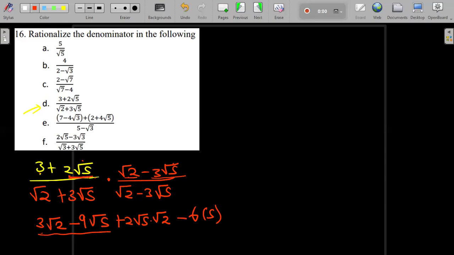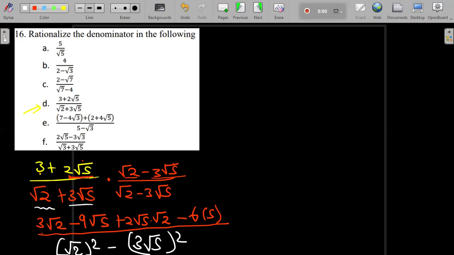Then we are dividing all this by the product of their conjugate. So the conjugate, we just get the first one, okay, root of 2. We square it, and then we say minus. We get the second one, which is 3 root of 5. We also square it. So that's what we have. So let's simplify what we have on top there.